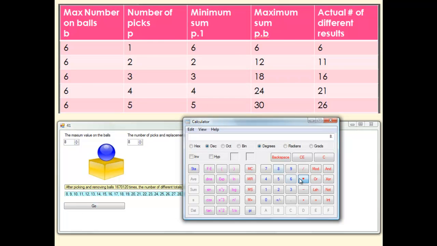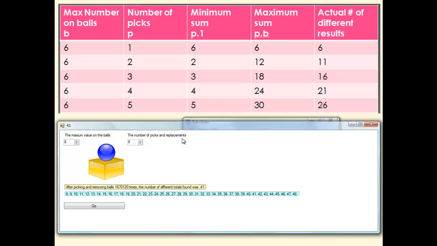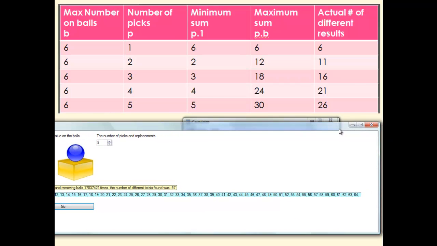Well, I'm going to say 8 times 8 minus 8 plus 1. So the rubric tells me there should be 57 different totals possible. Let's check it and see. It's going to take a while to find this. It's found it now. And it does find 57, and they're from 8 through to what should be 64, and I'll just pull that over so you can see it. 64.